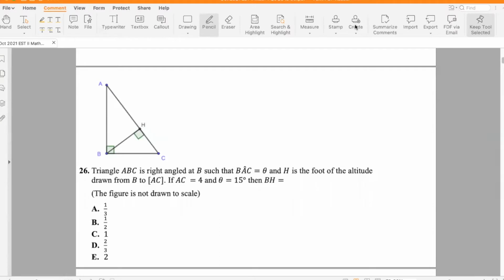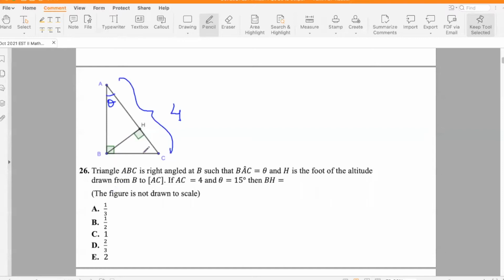Question 26. Triangle ABC is right angled at B such that angle BAC is theta and H is the foot of the altitude drawn from B to AC. If AC is 4 and theta is 15 degrees, then what is BH?